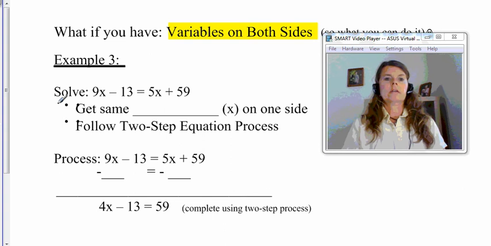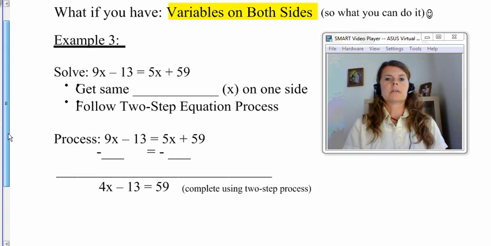Okay, example 3. Now we're going to solve 9x minus 13 equals 5x plus 59. Notice what's different about this one is you have an x on the left and an x on the right. You have to get the same variables or same terms on one side. Follow the two-step equation process that we just did. So we have to get the x's on the same side.